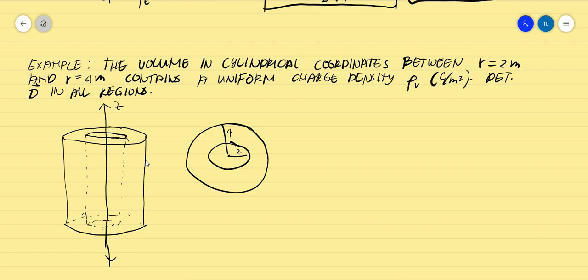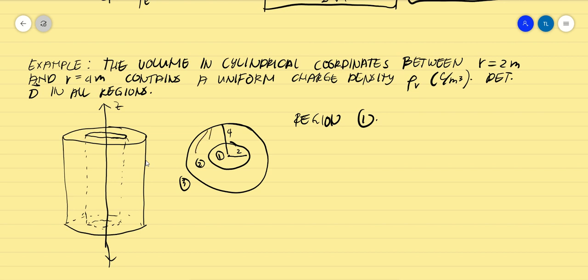So the first region, let's call the inner one region 1. Then between 4 and 2, let's call it region 2. And outside that cylinder, let's call it region 3. So we divide it into 3 regions. For region 1, what will be the flux density at region 1? Is there any enclosed charge at region 1?